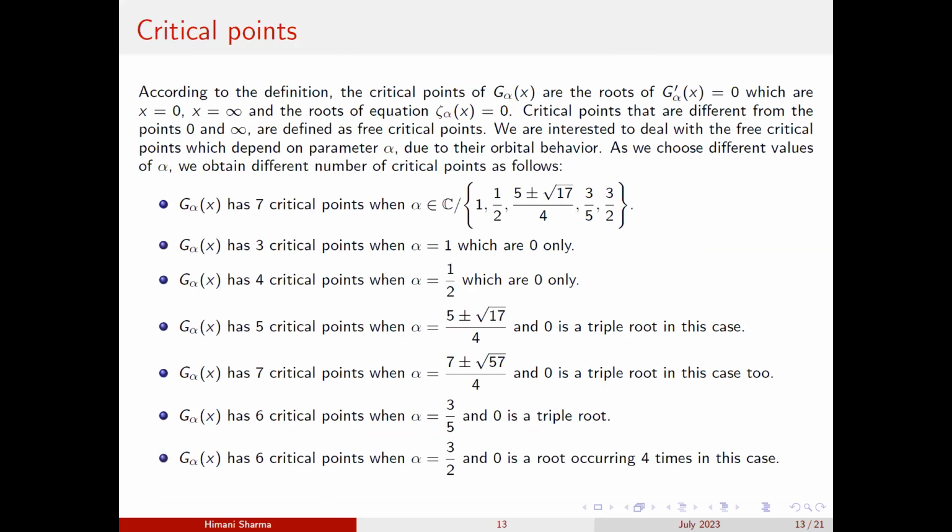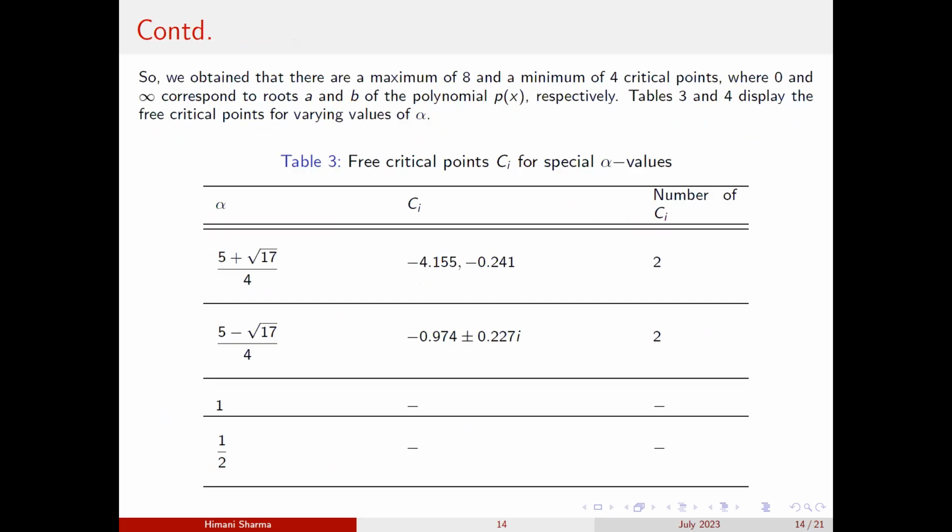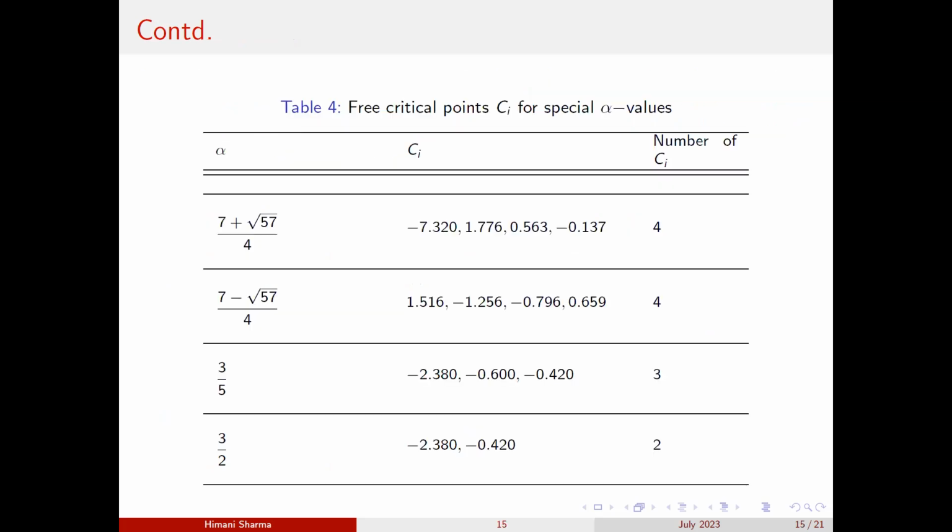Then we have to find the critical points of these operators. For that, we will have to solve G_alpha'(x) = 0. Since this expression will also be in alpha, we will give different values to alpha, and we will get different numbers of critical points for different cases as described here. This table describes different critical points according to different values of alpha.